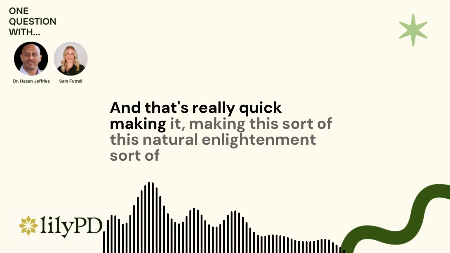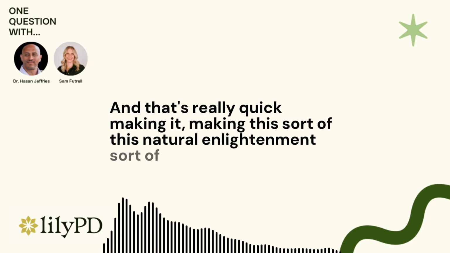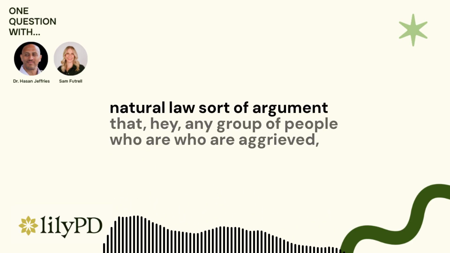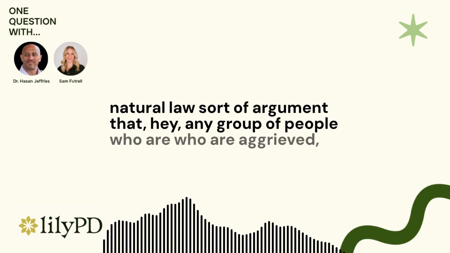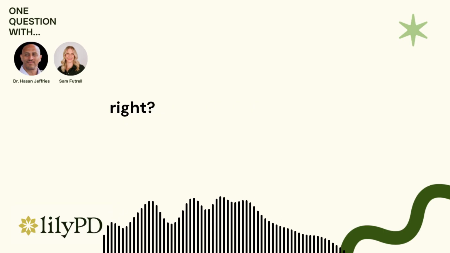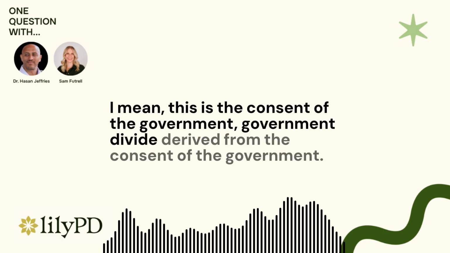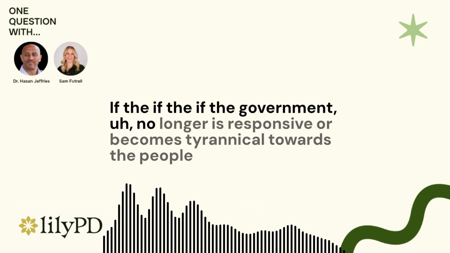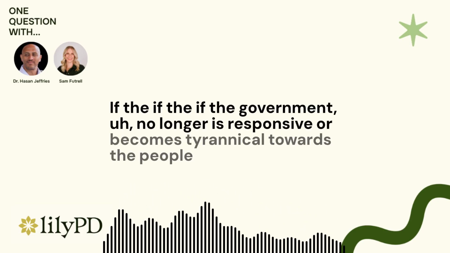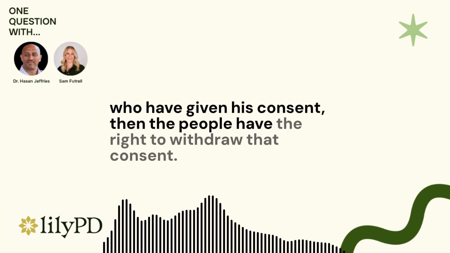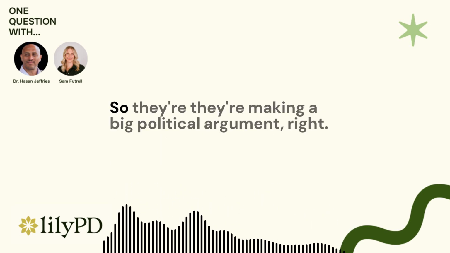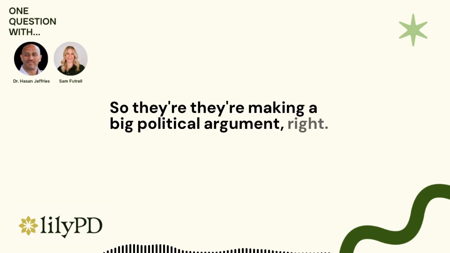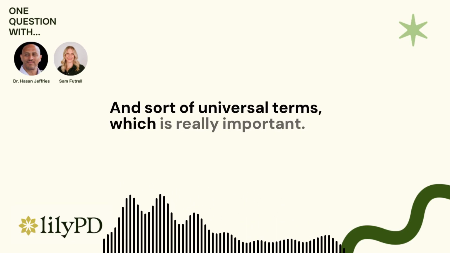And that's really quickly making this natural law, Enlightenment sort of argument that any group of people who are aggrieved, I mean, this is the consent of the government. Government is derived from the consent of the governed. If the government no longer is responsive or becomes tyrannical towards the people who have given its consent, then the people have the right to withdraw that consent. So they're making a big political argument in universal terms, which is really important.